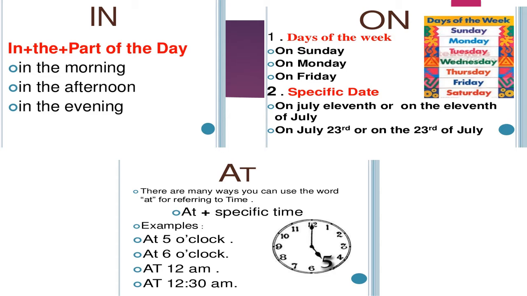Okay? Let's go now with at. There are many ways you can use the word at for referring to time. So at plus specific time. For example, at 5 o'clock, at 6 o'clock, at 12 a.m. if I'm talking now in the morning, or at 12:30. So we have many ways to talk about specific time, and in all these cases we use the preposition at. So I think now prepositions of time are clear for you now, Junior 2.